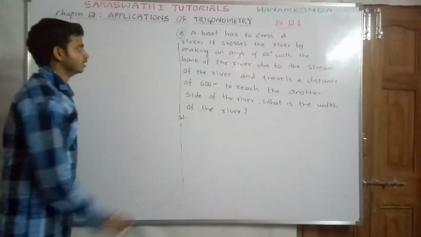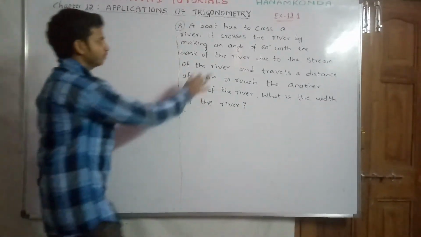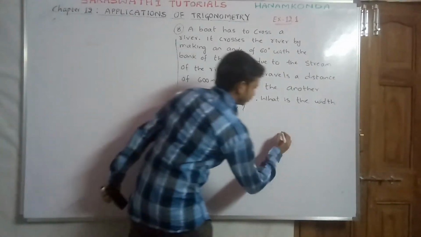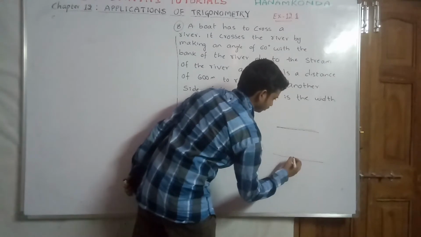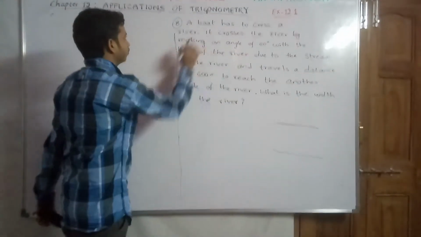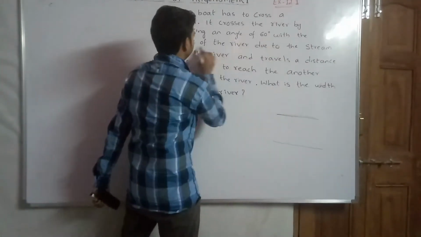And the next question is, a boat has to cross a river. It crosses the river by making an angle 60 degrees to the bank of the river due to the stream of the river. Okay. So let this be the width of the river. A boat has to cross a river. It crosses the river by making an angle 60 degrees with the bank of the river.